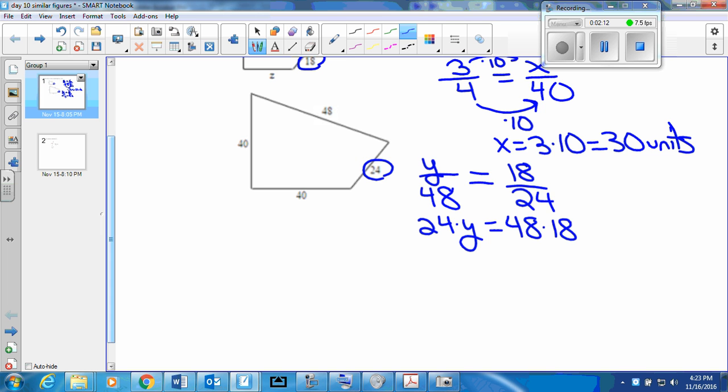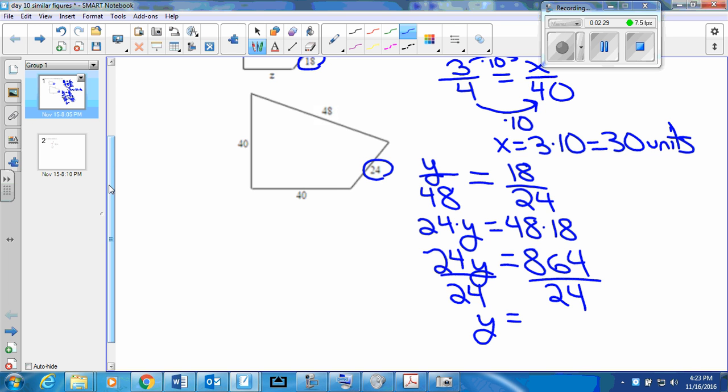Multiply them out. So it's 24y equals 864. Divide by 24 on both sides. And that gives me y equals 36, and I would label it units.